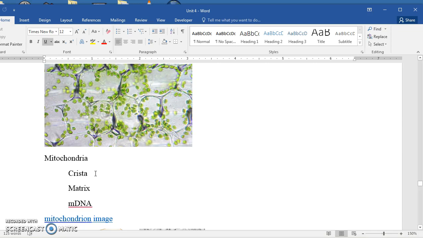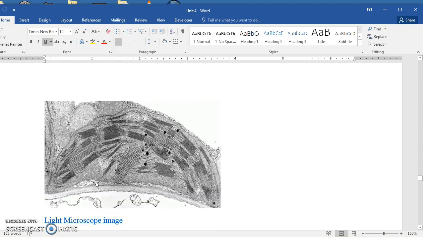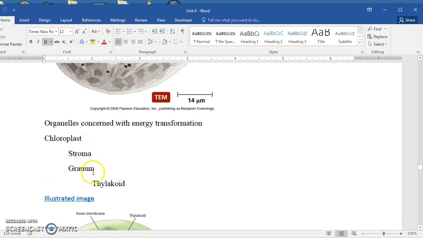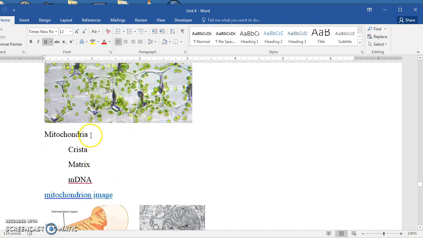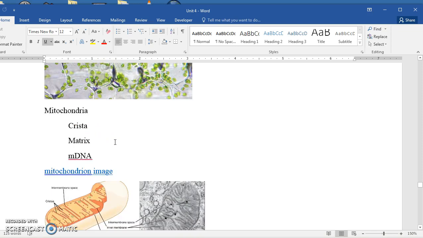Those foldings of the inner membrane, called cristae, greatly increase the surface area over which chemical reactions can occur. The watery portion inside that inner membrane is called the matrix. And these areas become important later on in the semester when we talk about cellular respiration, and the parts of the chloroplast when we talk about photosynthesis. The mitochondrion is called the power plant of the cell because it provides most of the energy for the cell.